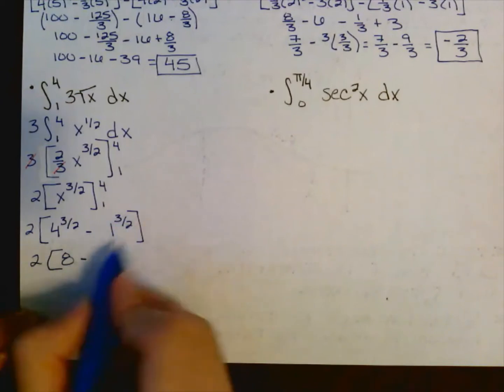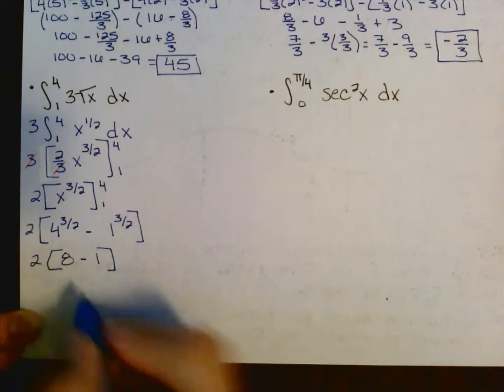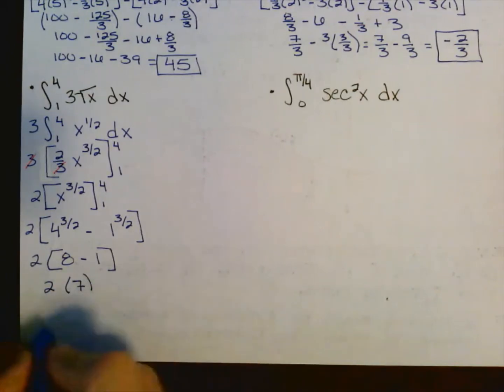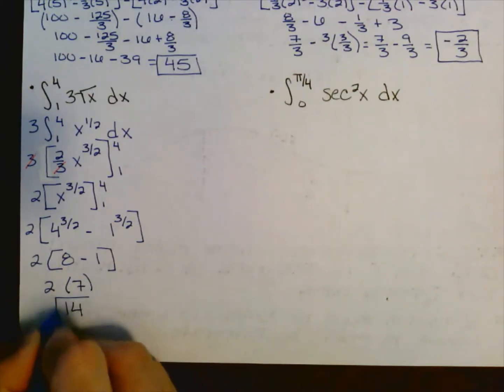Minus 1 raised to anything is just 1. So what I'm really working here is 2 times 7, which gives me a 14. Okay?